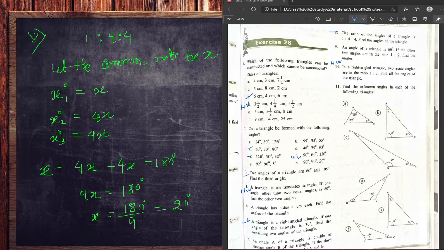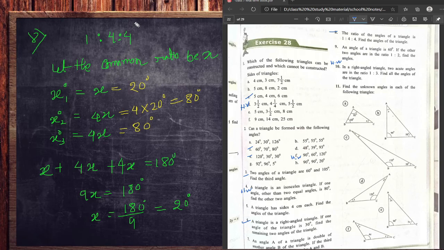Now wait, that is not your answer. Remember that. So you got this one as 20 degrees, right? But for the other two angles, you have to multiply 4 with 20. So you all know that it will be 80 for this and also for this. So that will be your answer for each of those angles.